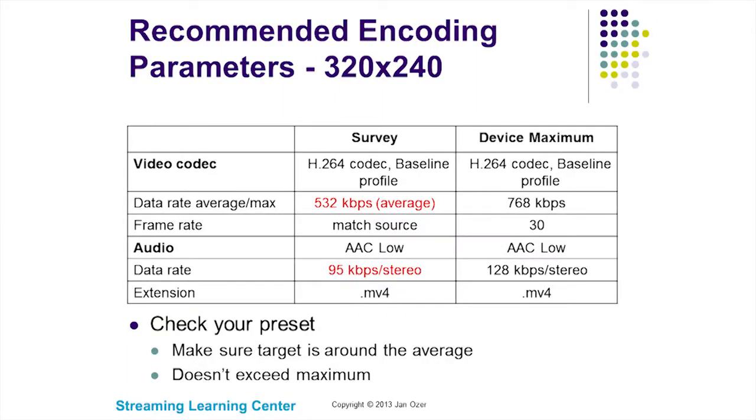Okay, so let's kind of bring this home to some recommendations. If you are producing podcasts at 320 by 240 or 320 by 180, the device maximum is 768 kilobits per second. The data rate average in the group that I analyzed in my survey was around 532 kilobits per second. So I would recommend, there's no real reason to push this data rate since you get pretty good quality at the 532. The maximum for the device was 128 kilobits per second, and the data rate most people use was 95 kilobits per second. So if you're producing for this resolution, I recommend using the parameters here.